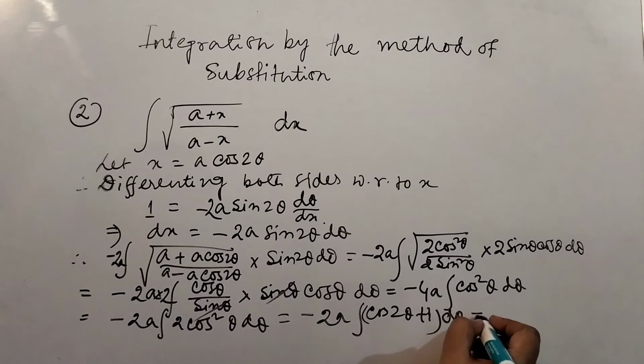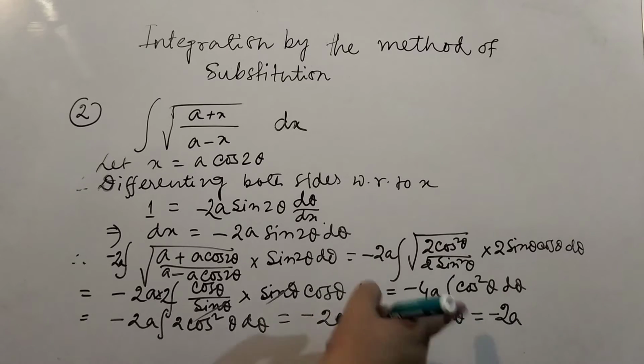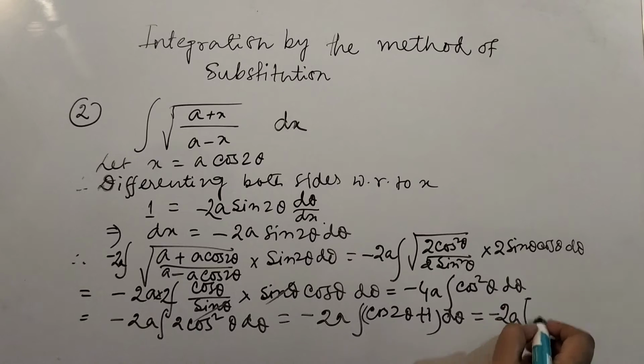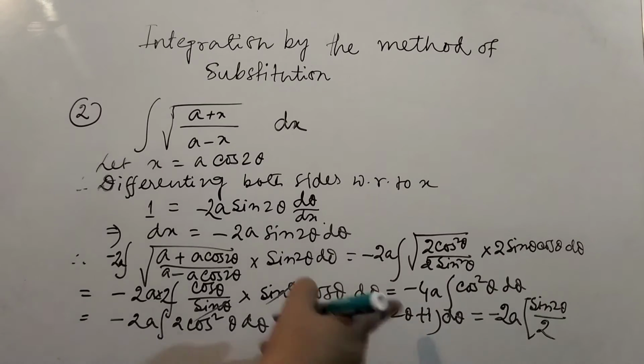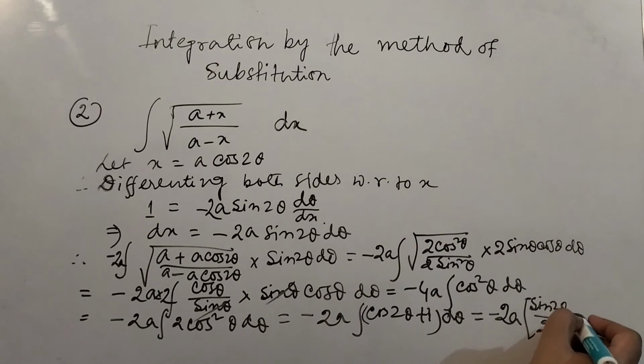Now we have to find the integration of this. So it will give us 2a cos 2 theta d theta will give us sine 2 theta by 2, right? So let's write this sine 2 theta by 2, okay? And plus 1, this d theta means integration d theta 1 means will give us theta and hence the constant of integration should be added to it.